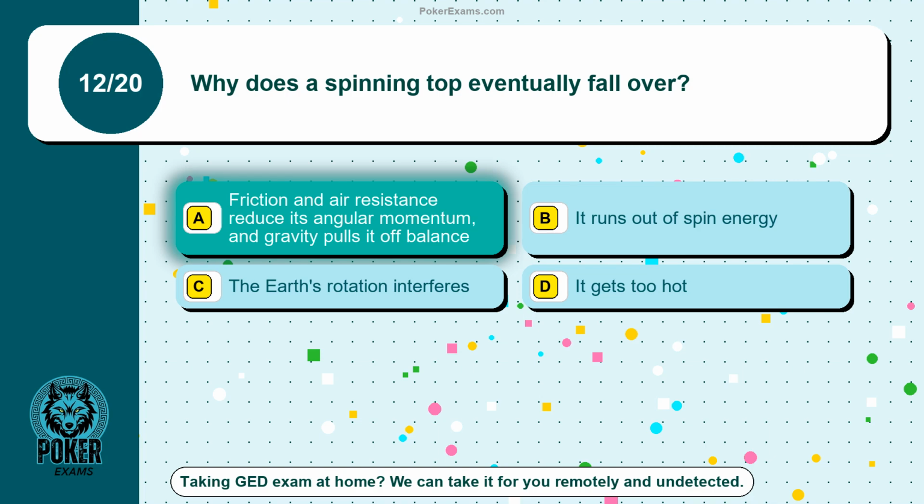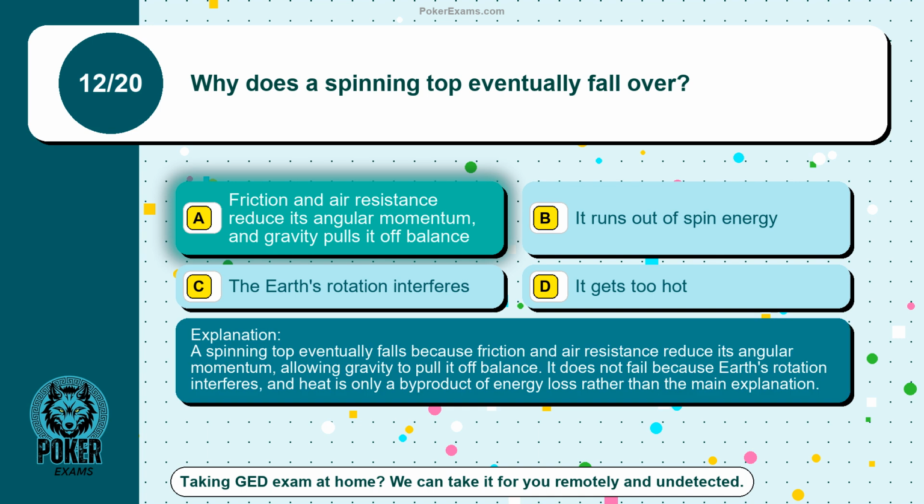Friction and air resistance reduce its angular momentum, and gravity pulls it off balance. A spinning top eventually falls because friction and air resistance reduce its angular momentum, allowing gravity to pull it off balance. It does not fall because Earth's rotation interferes, and heat is only a byproduct of energy loss rather than the main explanation.